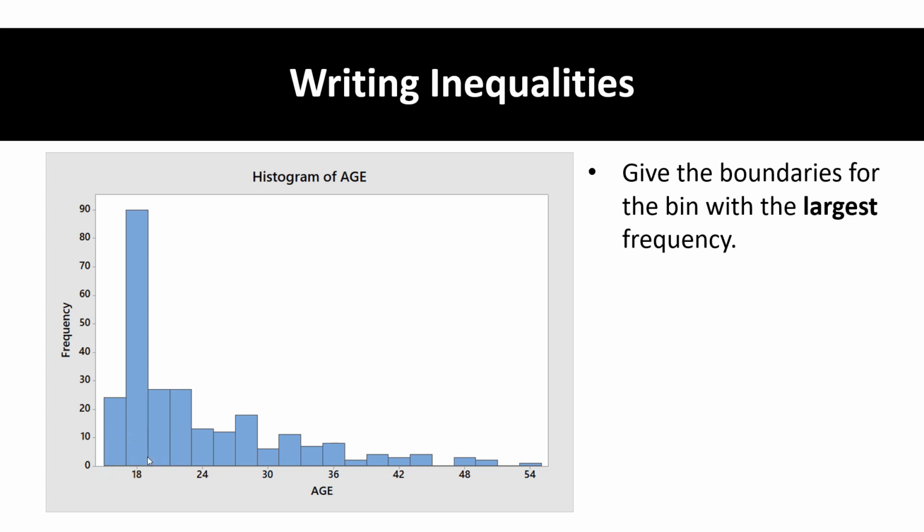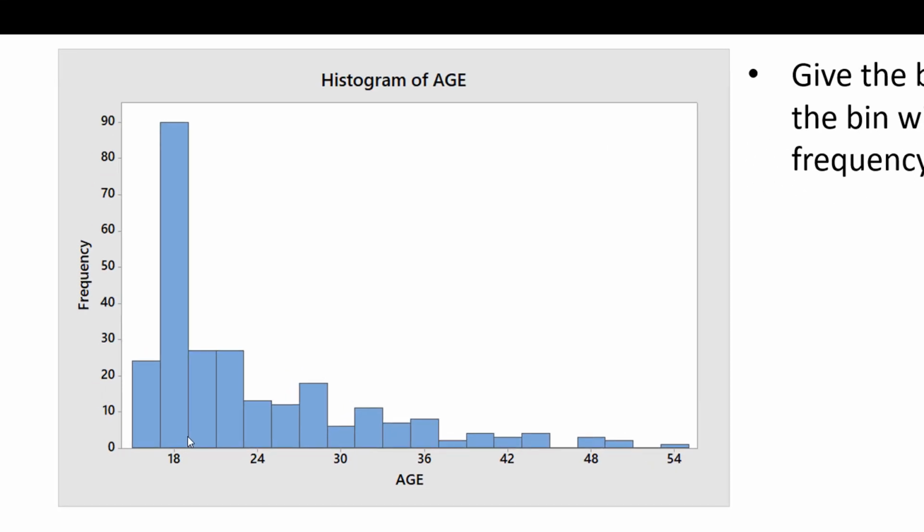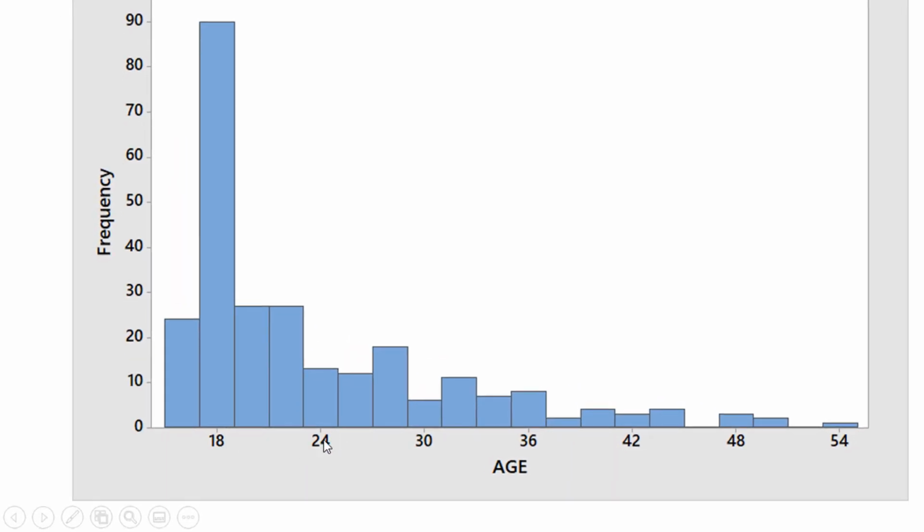What is the upper limit? What is the lower limit? So we need to figure out what is the class width. Here we have 18, here we have 24. That distance is 6. 24 minus 18 is 6. So how many bins are between these two values?